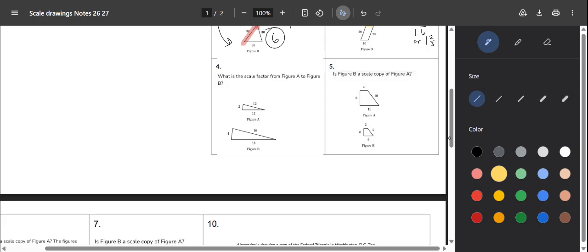Number 4, what is the scale factor from figure A to figure B? This is another you-try-it problem. So I'm going to ask you to press pause now and come back when you are ready to check it. Press pause.